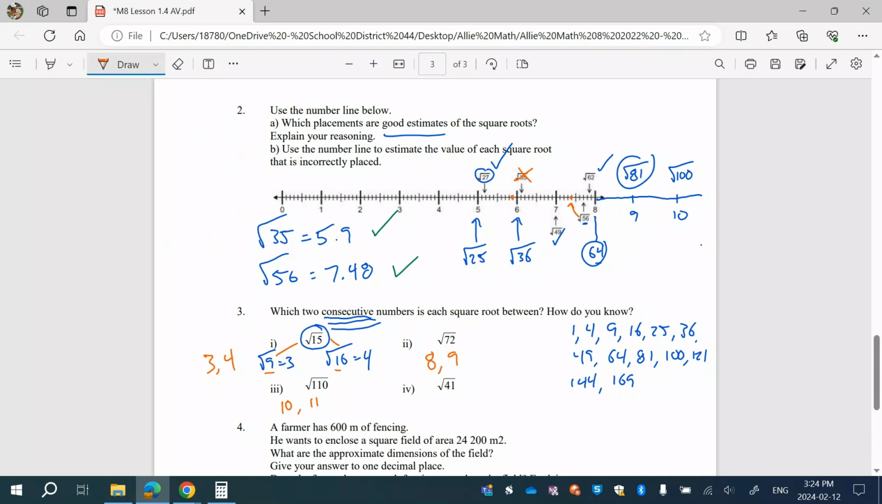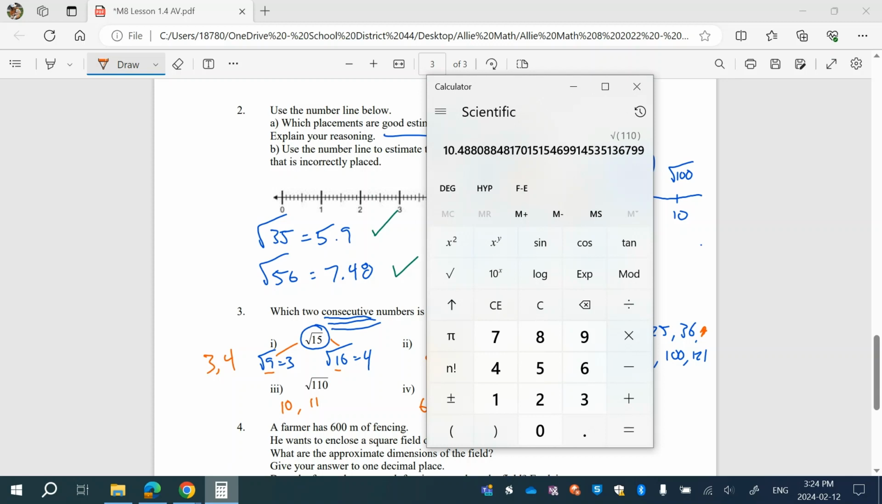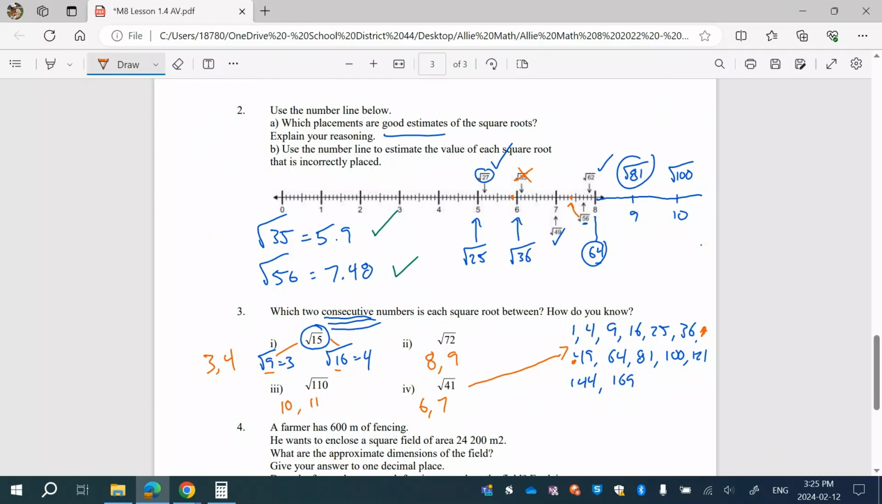And the last one, 41. If we put this up on our number line, or in this group right here, looks like 41 is going to be between 36 and 49. So between 6 and 7. And we can check that in our calculator. 41 square root, 6.4, which is between 6 and 7.